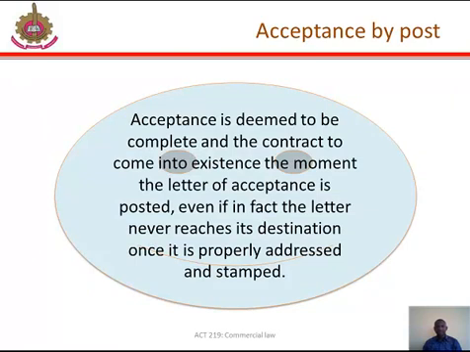Then, acceptance by post. Dispatch of acceptance by post is an exception to the requirement that notice of acceptance must actually reach the offeror. In the case of acceptance by post, like the example stated earlier, the acceptance is deemed to be complete and the contract comes into existence the moment the letter of acceptance is posted, even if in fact the letter never reached its destination. Once it is properly addressed and stamped, a contract has been established.